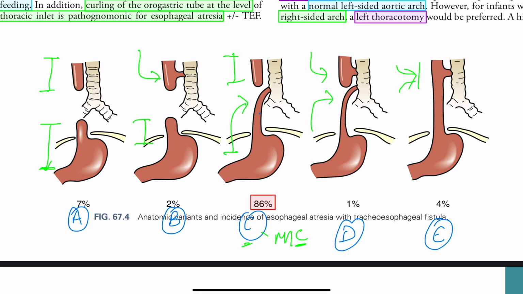Now type D is where both parts open separately into the trachea. And this is type E, also called type H.